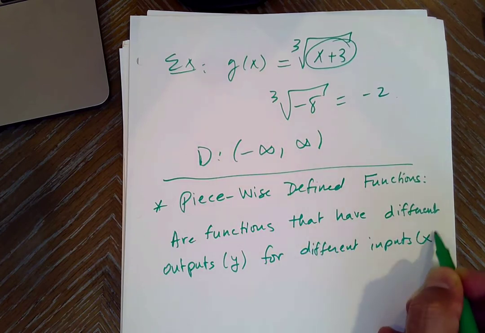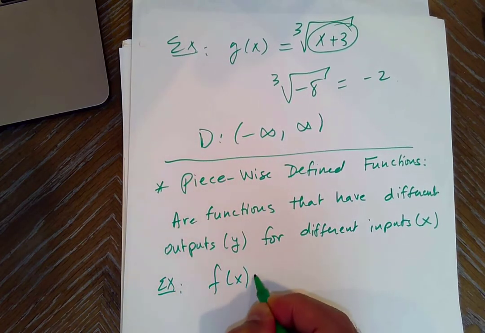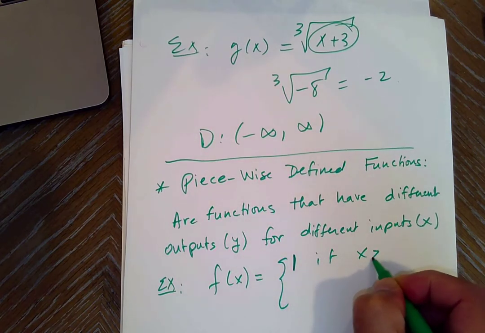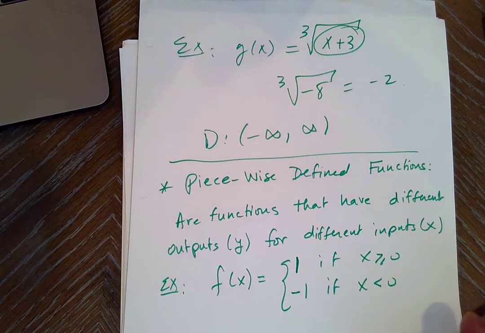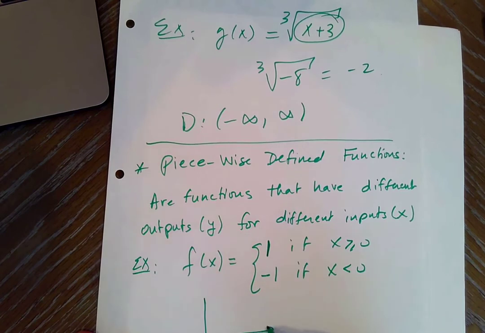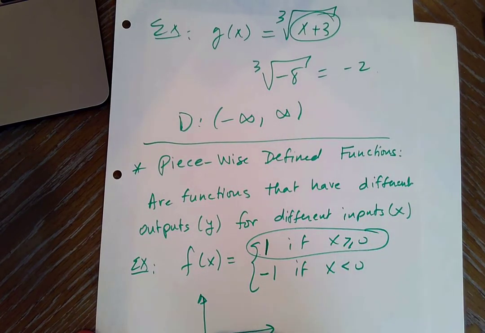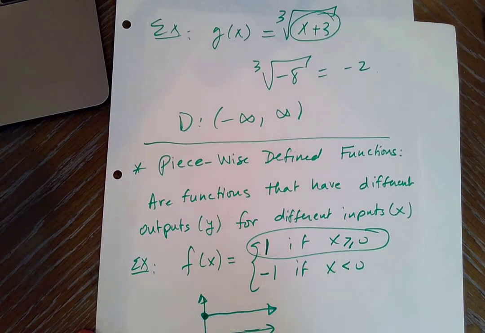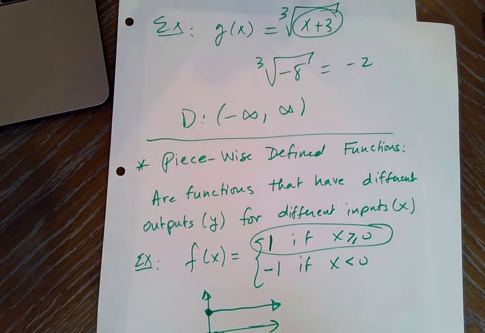That's your x values. For example, f of x equals: you'll get a y value of 1 if x is greater or equal to 0, and it's negative 1 if x is less than 0. This is a piecewise defined function. If you graph it, you'll see what I'm talking about. It's going to be y equals 1 if x is 0 or more, and then it's negative 1 if x is less than 0. You get a graph like this.